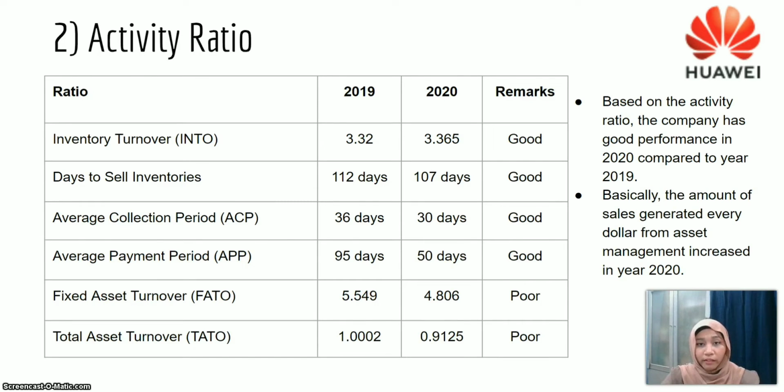Another one is fixed asset turnover, which is FATO. It shows the effectiveness of the company in using fixed assets to generate sales.